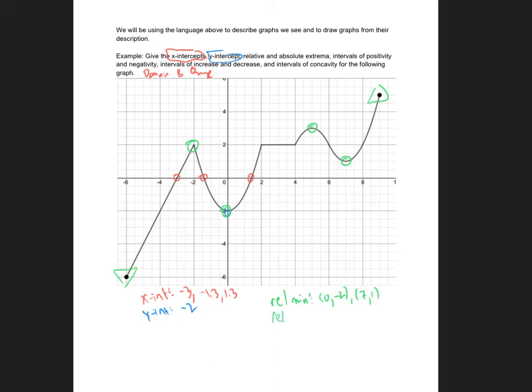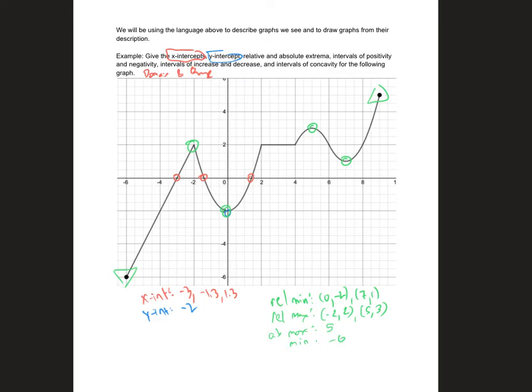Relative maxes at (-2, 2) and (5, 3). And my absolute max and min are the highest and lowest y values on the graph. So the absolute max is 5, because that's the highest y value you see on the graph. The absolute min is -6.